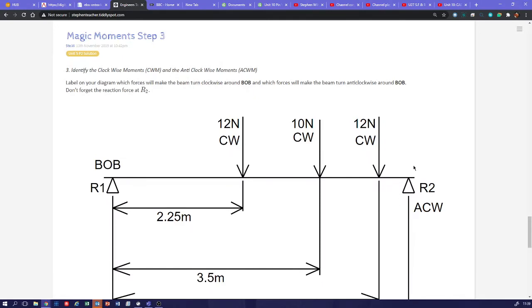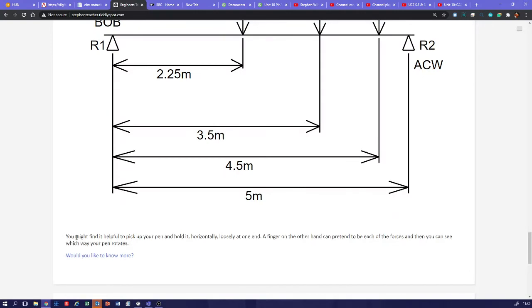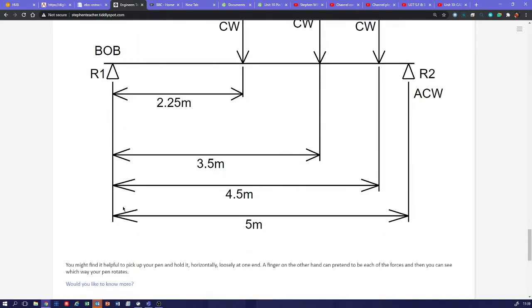And don't forget that reaction force. Some students do forget it. You've got to remember that even though we don't know what it is yet, it is still a force and it's acting upwards, so that would be an anti-clockwise moment. If you're struggling with this, I suggest you hold a pen loosely in one finger at one end, then push down or up on your pen and see which way it rotates. Where your finger is, that's the point you're taking moments about.